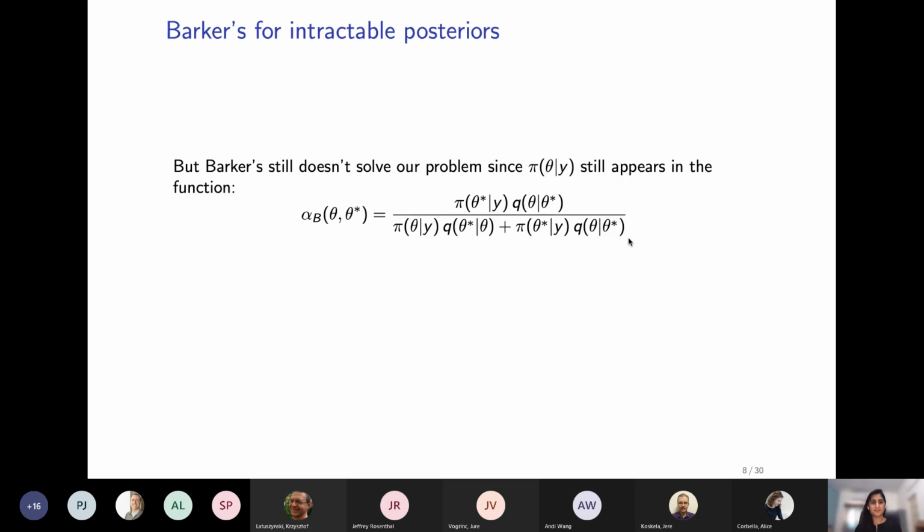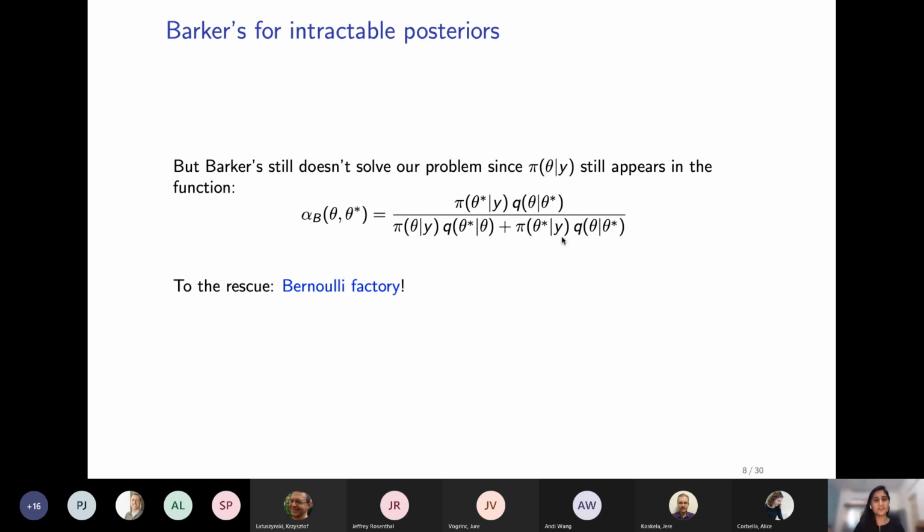But of course, Barker still doesn't solve our problem because even in Barker's acceptance function, we have pi coming in everywhere, right? And if pi cannot be evaluated, then we can't really evaluate Barker's acceptance function. And this is where to the rescue comes the second protagonist, which is Bernoulli, via the Bernoulli factories, okay?